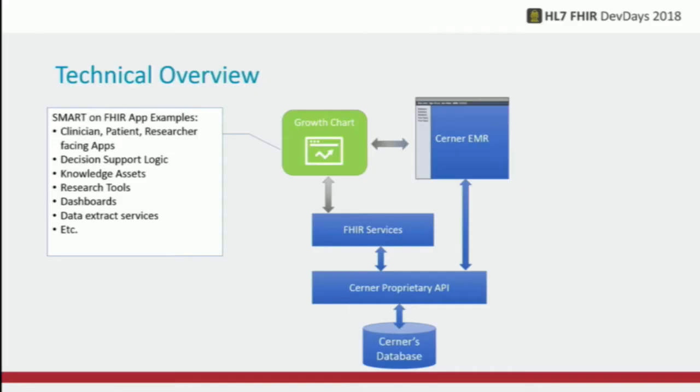The overall technical architecture is that we've got the growth chart app. We're talking to FHIR services. Those FHIR services are hosted on top of Cerner's proprietary APIs, and then the data is coming out of the Cerner database, and all of that, of course, is integrated through SMART into the Cerner EMR.